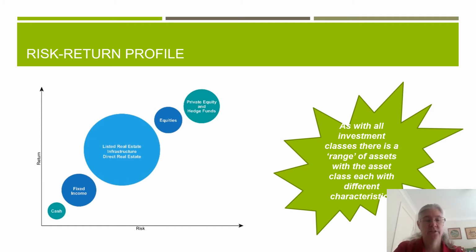So there's a range, and that is the same within property. So you can see there's a range. There's this risk, and then down here you can see it's stretching from a lower risk to a much higher risk. And of course, we would expect a higher return. So property is fitting in here in the middle, after cash and bonds and before shares.